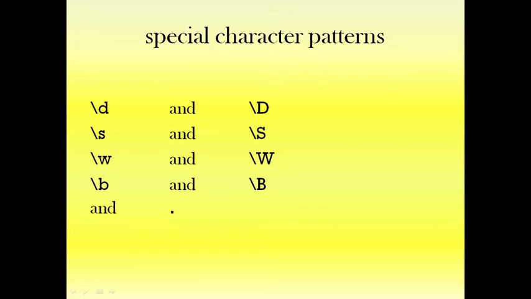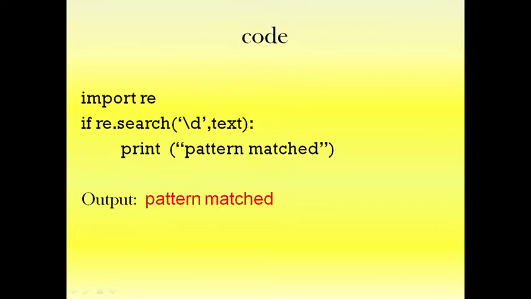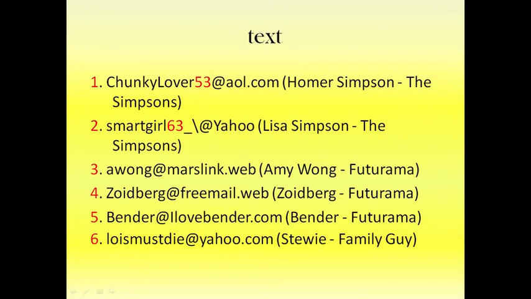Okay, so what do these special characters do? So we're going to use our text again. We're going to look for /d, which is a digit, very similar to the 0 to 9 in square brackets. So here we match all the numbers, the digits, 1, 2, 3, 4, 5, 6, 5, 3 and 6, 3.